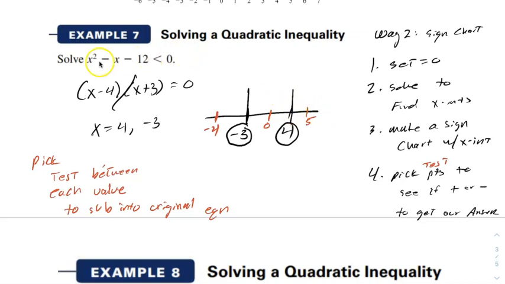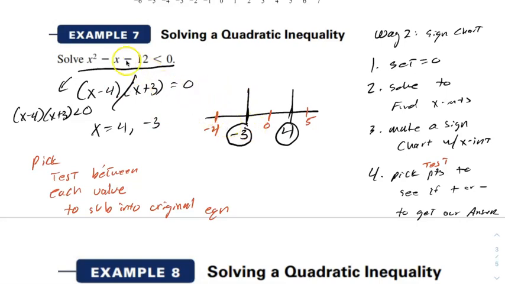Now we want to either plug it into the original equation or the factored form of it, which is a little bit easier in general. So you can plug into this and see if it works. Or you can plug it into the factored version, which is (x - 4)(x + 3) < 0. And all you want to see is the positive or negative.